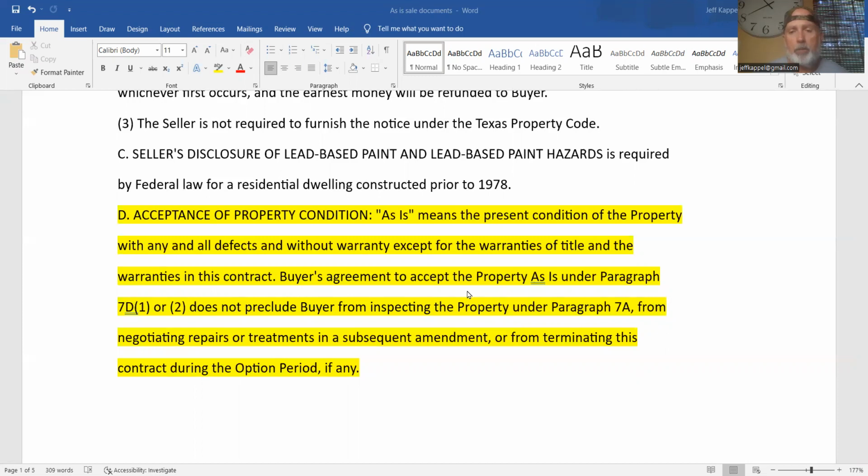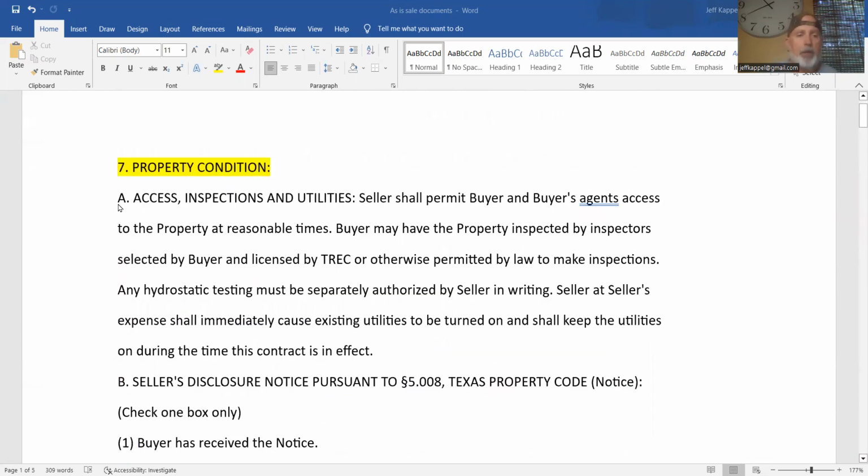Buyer's agreement to accept the property as is under paragraph D does not preclude buyer from inspecting the property under paragraph 7A, from negotiating repairs or treatments in a subsequent amendment, or from terminating this contract during the option period, if any. Okay, now basically what that's talking about is here under sub A, it's basically saying that the seller allows the buyer to have access to the property in order to do property inspection at reasonable times.